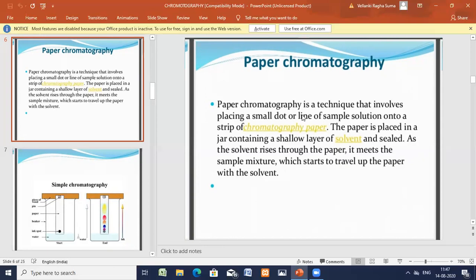This paper is placed in a jar that contains a layer of solvent, which will be the mobile phase, and it is sealed. Now as the solvent rises through the paper, it meets the sample mixture. It starts to travel up the paper with the solvent. This is paper chromatography.